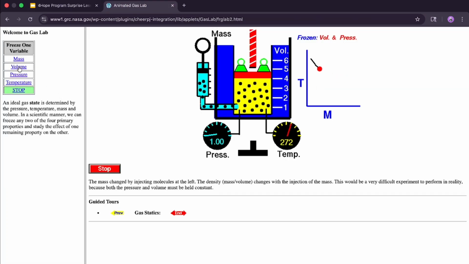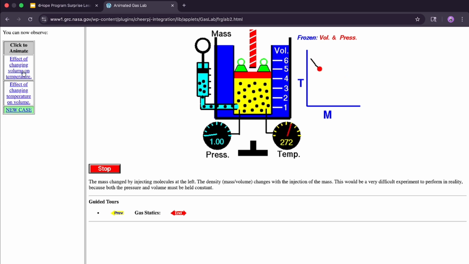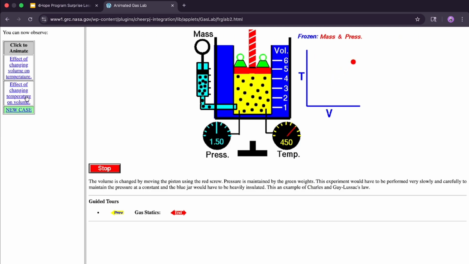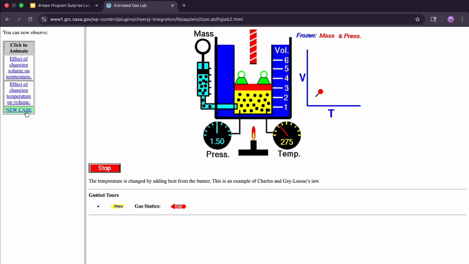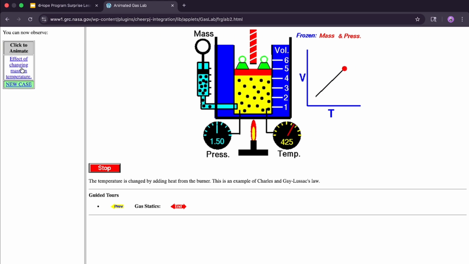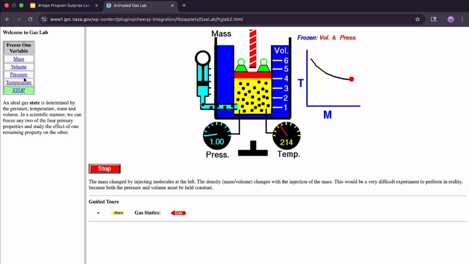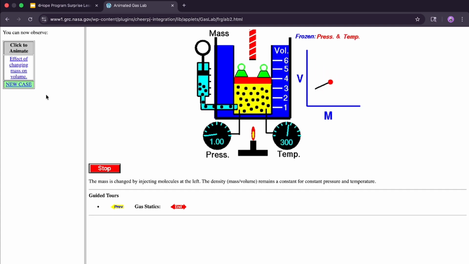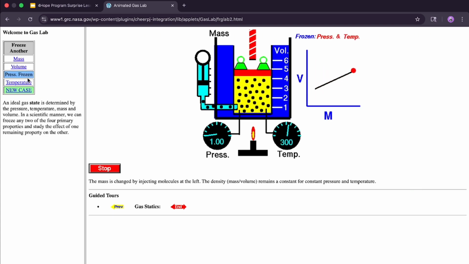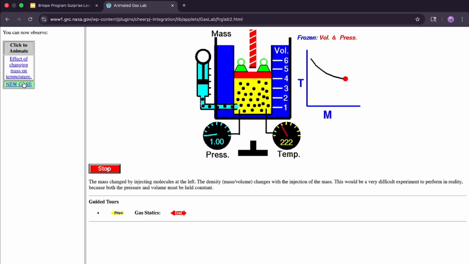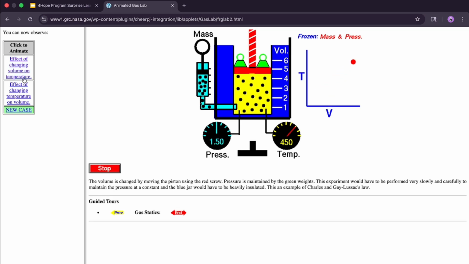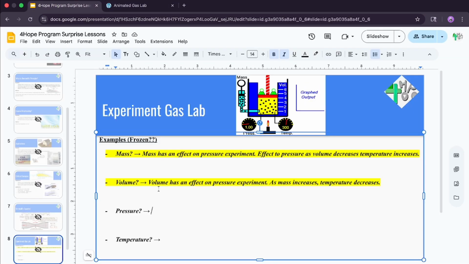What if the pressure is frozen? Because now we're seeing a lot of this is based on pressure. So the mass, volume and temperature. This one's increasing, temperature and volume. Let's see if I do the volume. Yeah, so we're seeing that, and if the pressure is frozen, temperature steadily increases. So it does have an effect on volume, and it does have an effect on mass to some extent. So we can see here that pressure has an effect on the mass and volume.